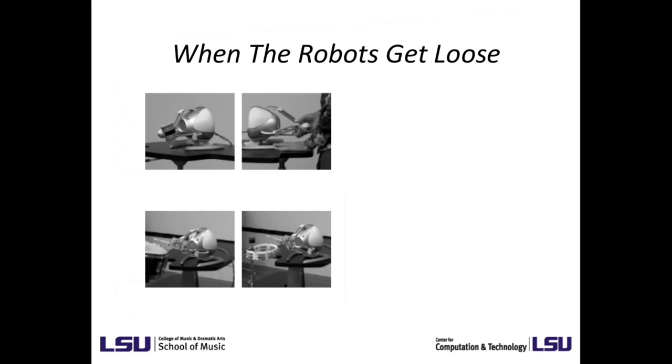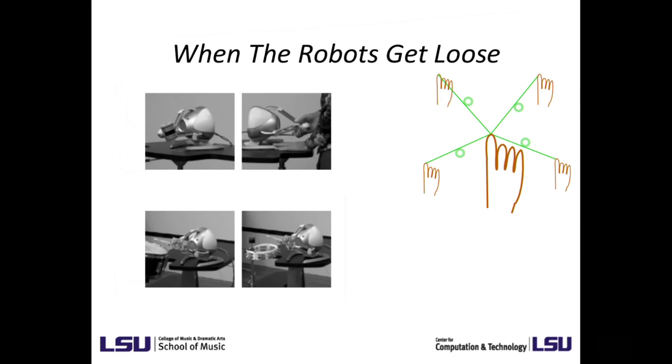Using this, I wrote a piece called When the Robots Get Loose. And this was because I wanted to experiment with the idea of having a human user able to remotely control some robots playing percussion instruments. A lot of the musical robotics that's going on these days is in one axis, because it's a lot easier. But with this system, it was easier to do things in three dimensions. And so that's what we experimented with here. And later, I'll be coming back to physical modeling more.